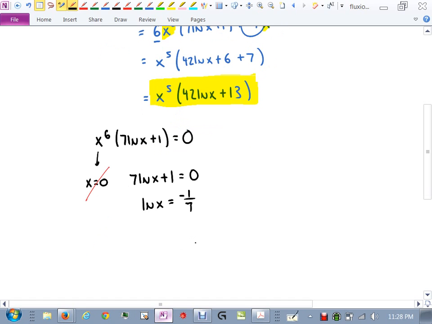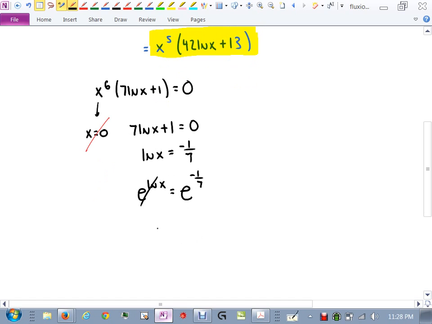So I'm going to do some algebra here, just move things around. Subtract 1, divided by 7. And now to get rid of natural log of x, we come in with e on both sides. E to the natural log of x equals e to the negative 1/7. E to the natural log of x on the left side drops out, you just get the x. And then on the right side, e to the negative 1/7. Believe it or not, that's a number, right? So this is my only critical number, so I'm going to be able to split my number line up. E to the negative 1/7.